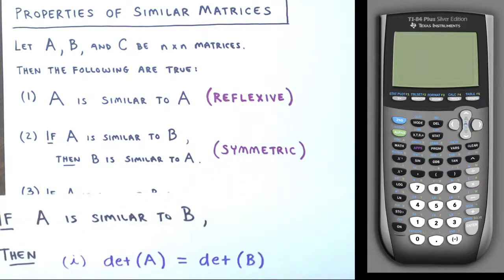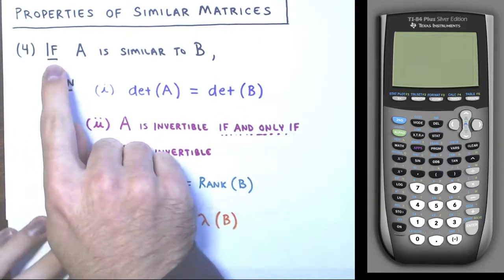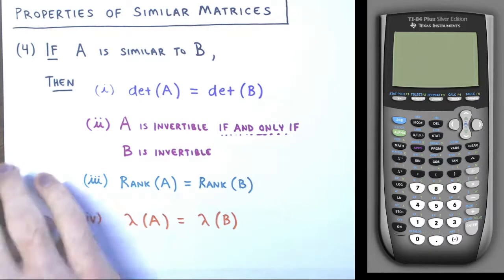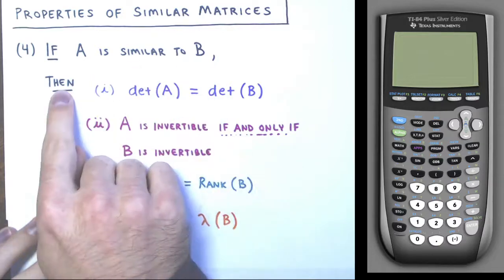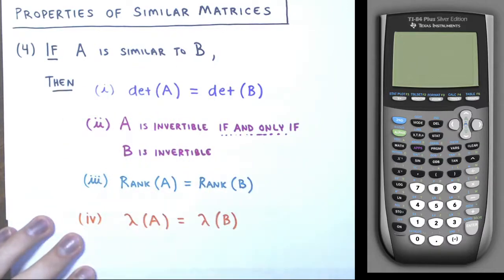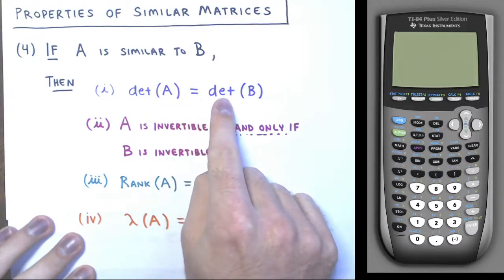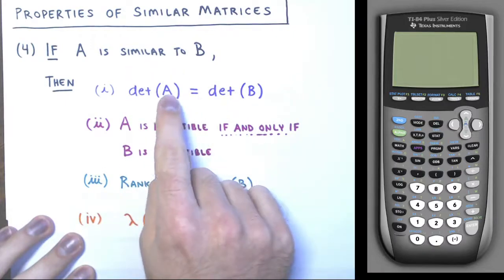And then finally, this one has like four parts to it. Again, these aren't every property in the world related to similar matrices, just some important ones I feel you should know. If A is similar to B, then the following four statements are true. These are all true statements about similar matrices. The determinant of A will be equal to the determinant of B. So similar matrices have the same determinant.